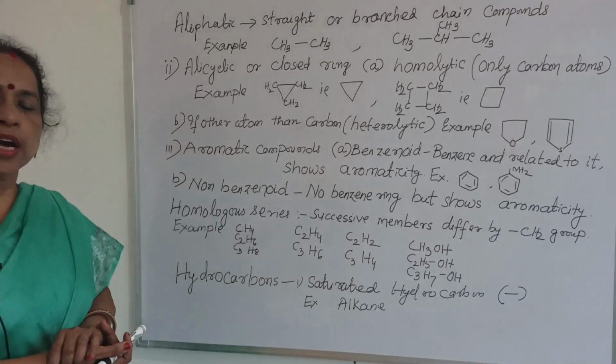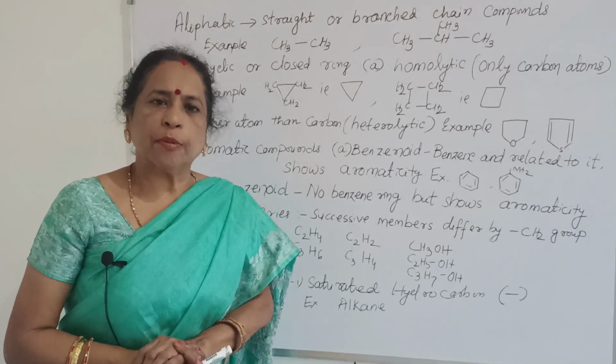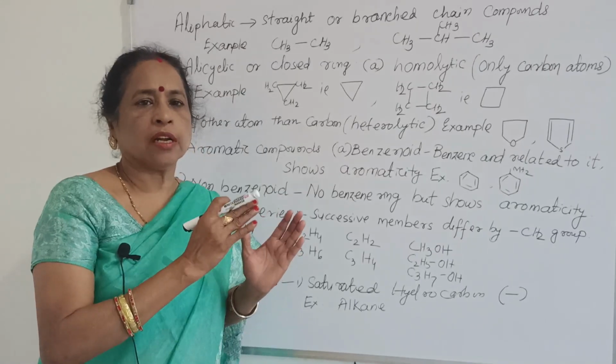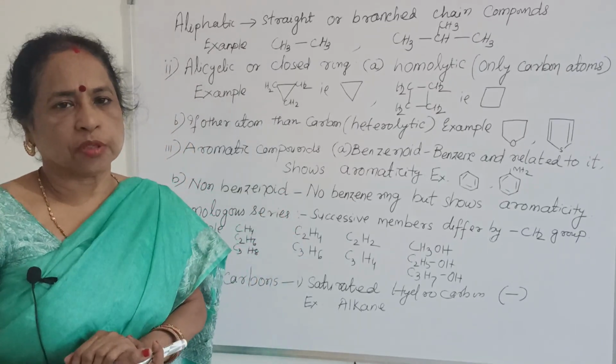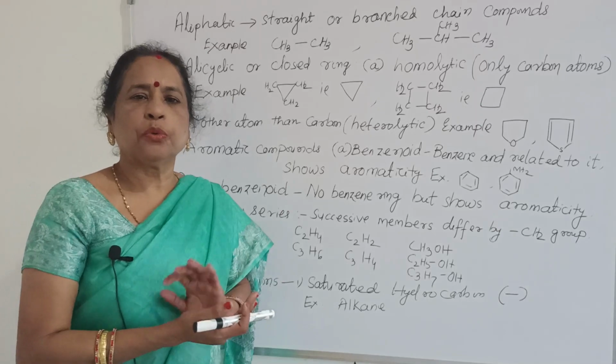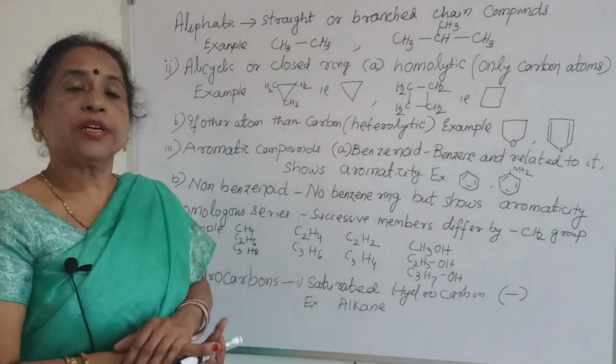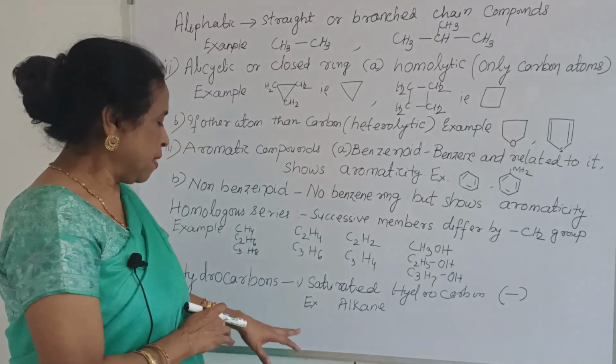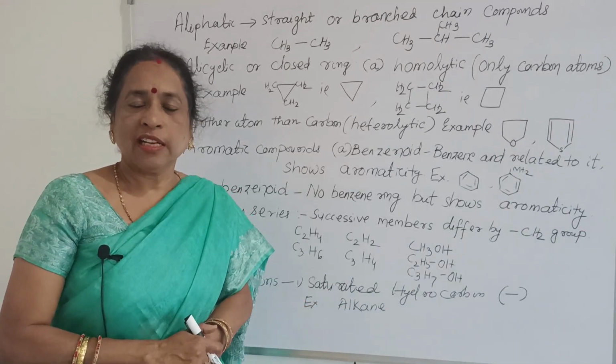Then come to hydrocarbon. Hydrocarbon means, I told already, hydrogen and carbons. Hydrocarbons are two types. One is saturated hydrocarbon, which contains only single bond. Main example, alkane.